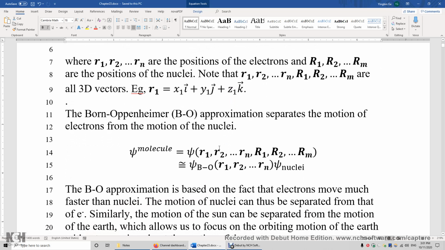The Born-Oppenheimer approximation allows us to separate the motion of the electrons from the motion of the nuclei. Mathematically, it's this. The total wave function of all electrons and all nuclei can be written as the product of a wave function of electrons and a wave function of the nuclei. So there's two wave functions. This one is a function of the electrons. This one is a wave function of the nuclei.